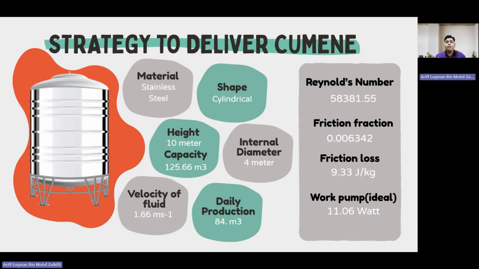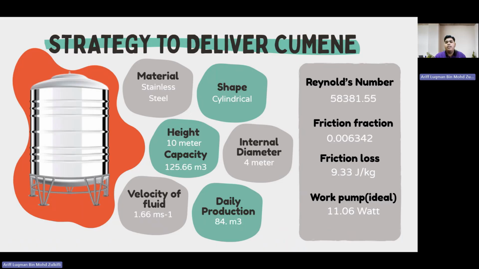Next, let's look at the specification of the storage tank. For the material, we are going to use stainless steel, because stainless steel is highly resistant towards any liquid, whether they are corrosive or not. Then the shape is cylindrical with a height of 10 meters and an internal diameter of 4 meters. So the maximum capacity of the tank is 125.66 cubic meters. Taking the velocity of the fluid as 1.66 meters per second, the estimated daily production is 84 cubic meters. So the maximum capacity needs to be larger than the daily production, because we want to prevent any risk of overflow.